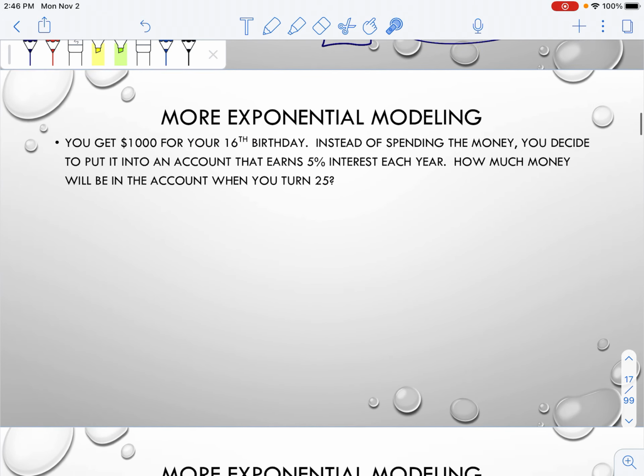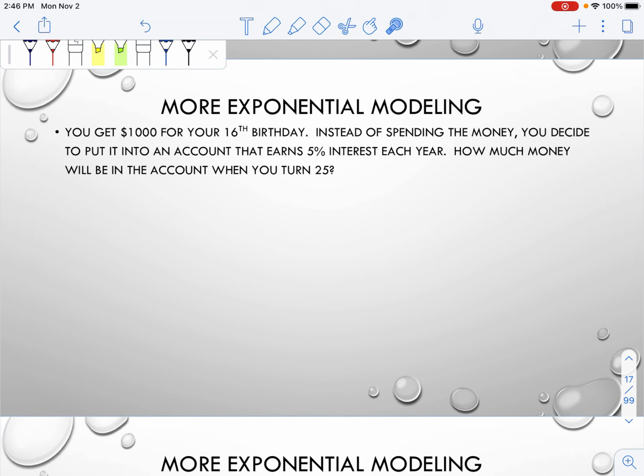Okay, so let's just continue working with some exponentials, just reviewing initial value times the multiplier raised to the time, and then we will talk about half-life and compound interest. Okay, so you get $1,000 for your 16th birthday. Instead of spending the money, you decided to put it in an account that earns 5% interest each year. How much money will be in the account when you turn 25?